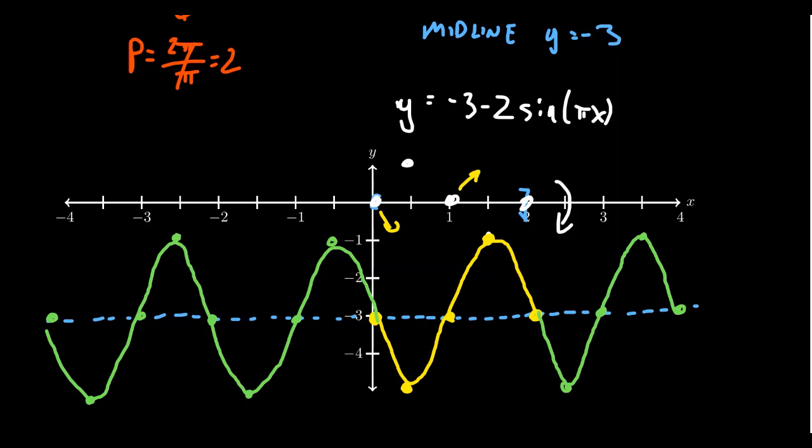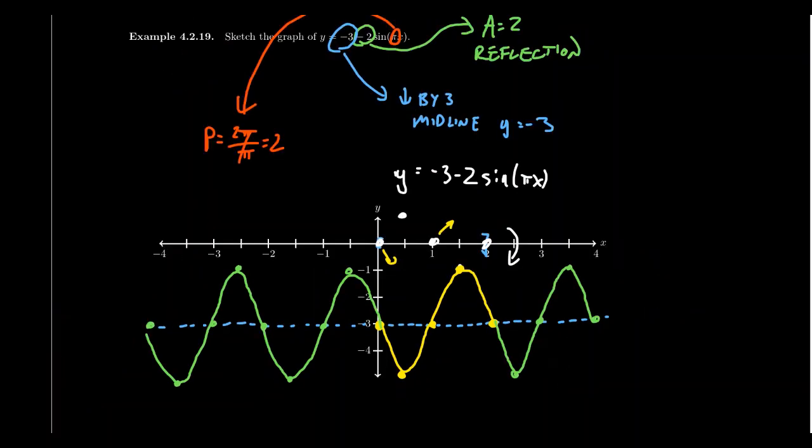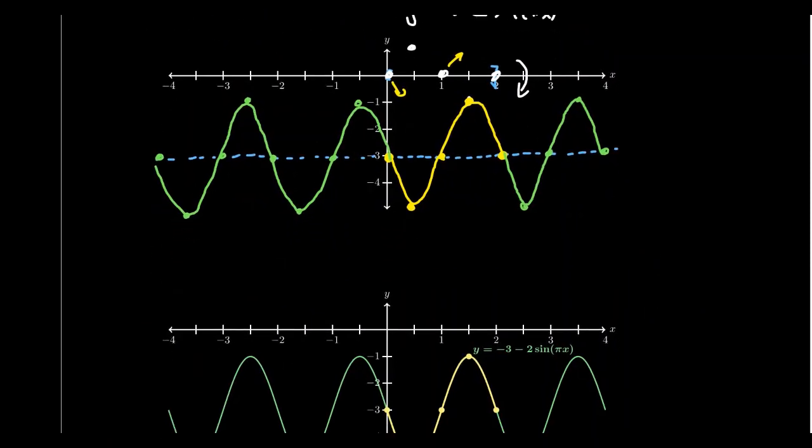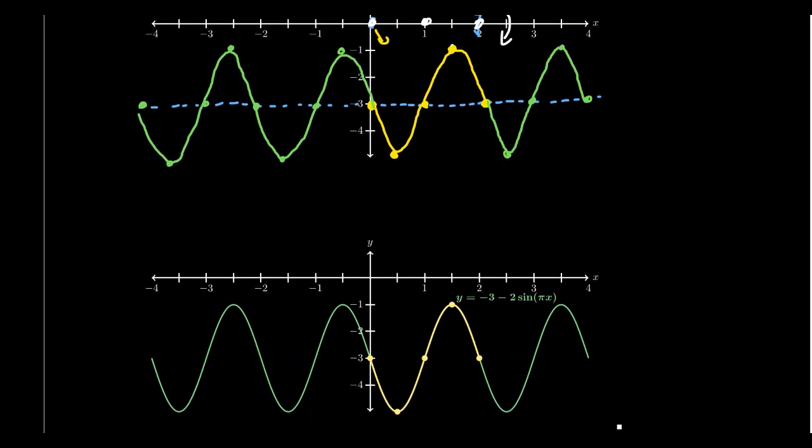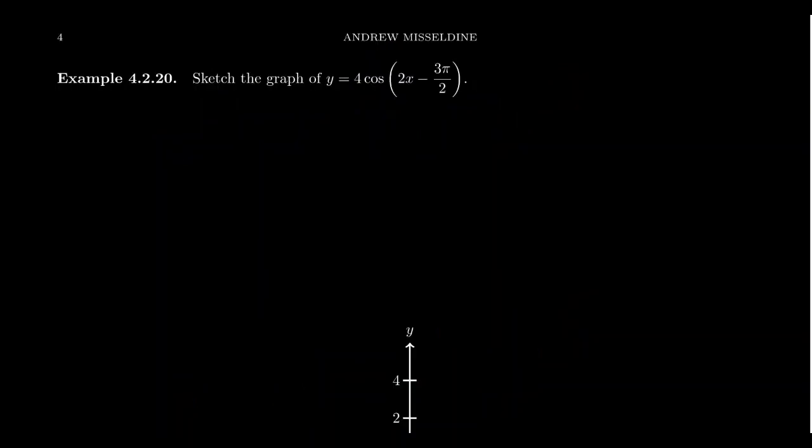And now we have a pretty good graph of our function y equals negative 3 minus 2 sine of pi x. And if we were to zoom out a little bit, I can compare this picture to a computer-generated picture, which we can see. My drawing's a little bit sloppy, but I'd say it's pretty good. Really, it's good.